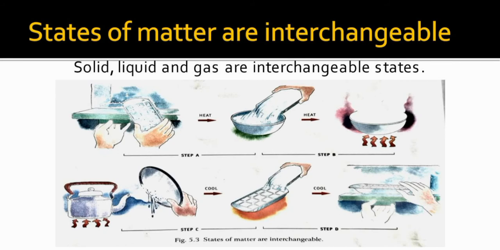And when water is being heated, the water can be changed into steam. Steam is the form of gas. Okay, but this can be reversed. When the steam is being cooled, it can be changed into water, and then when water is cooled, it can be changed into ice. This means the states of matter are interchangeable. We can change the states of matter by heating or by cooling.